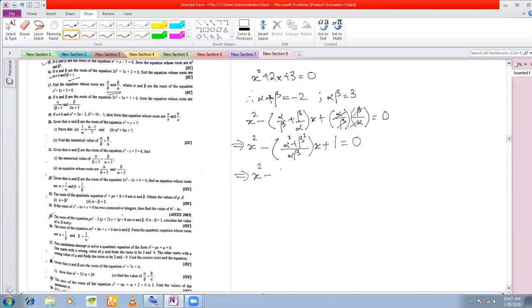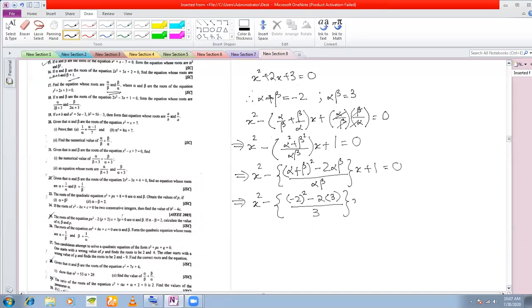So x square minus alpha square plus beta square, in terms of alpha plus beta, will be alpha plus beta whole square minus 2 alpha beta divided by alpha beta x plus 1 equal to 0. So x square minus, alpha plus beta is minus 2 square minus 2 into 3 divided by 3 into x plus 1. Now you simplify to get your answer.